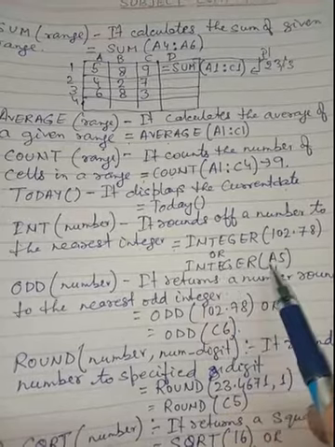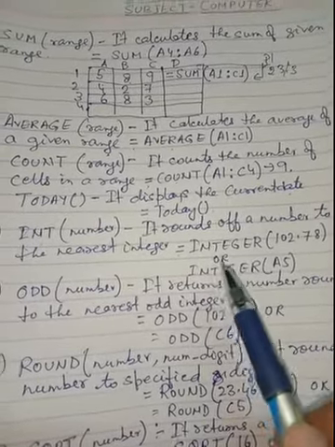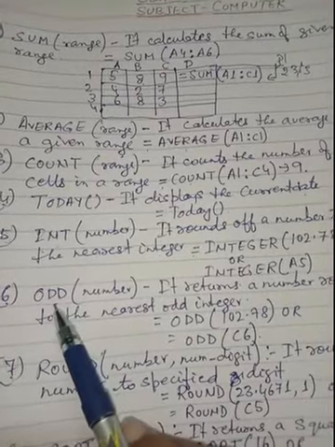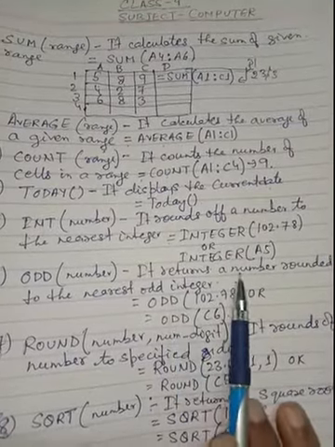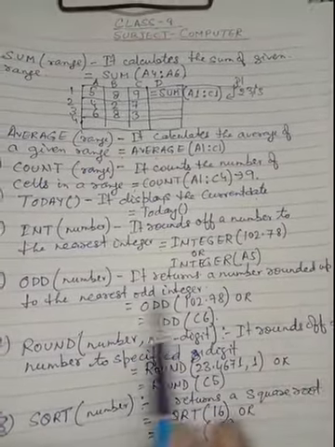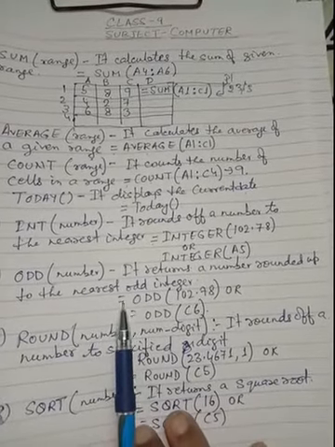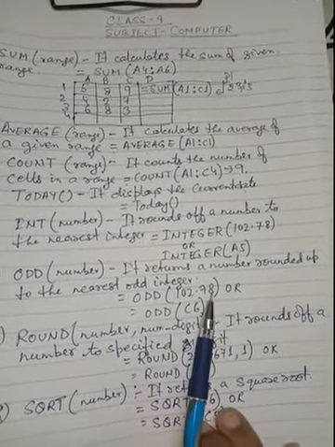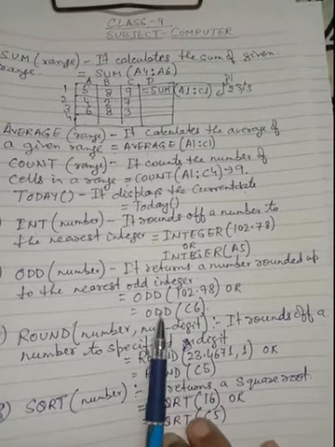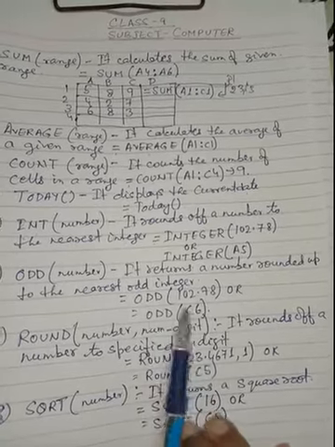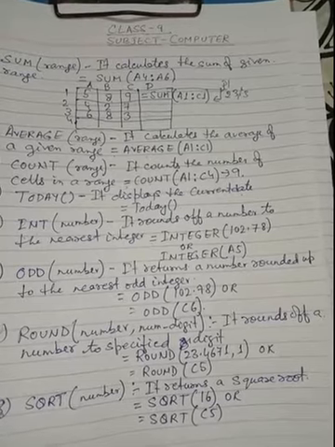Or you can also write the cell reference that contains the value which you want to round off to the nearest integer. Next, we have ODD. What does it do? It returns a number rounded up to the nearest odd integer value. How to use it? Begin with an equal sign, ODD, and write the value which you want to round off to the nearest odd, or you can write equal to ODD and a cell address that contains a value which you want to round off to the nearest odd integer.